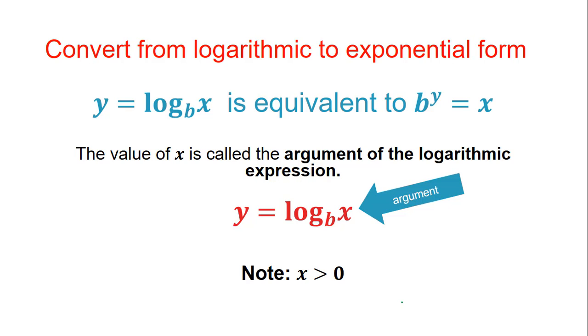So to convert from logarithmic to exponential form, we're using y equals log to the base b of x is equivalent to b to the y equals x. x is called the argument of the logarithmic expression, and the argument always needs to be greater than 0.